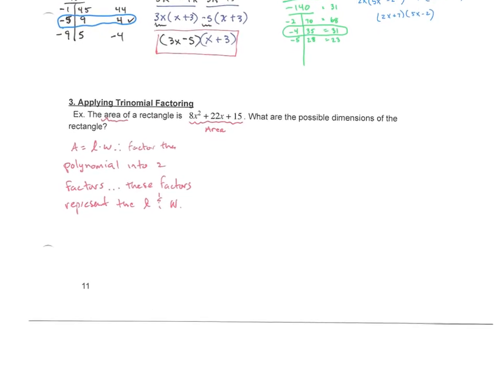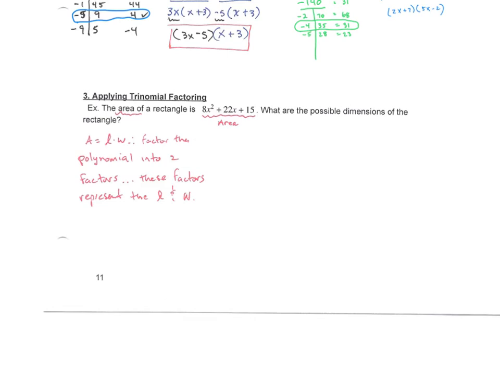Here's our wonderful word problem. I've given you some of the information. The area of the rectangle is 8x squared plus 22x plus 15, and the question is what are the possible dimensions of the rectangle? Well, we're talking about area, so I know the area is length times width. So I can factor that polynomial into two factors, a length and a width, and that's what they're going to represent. Let's see if I can factor it, and hopefully I get two terms out of it.